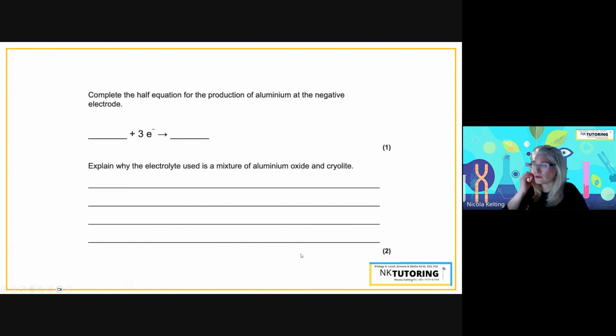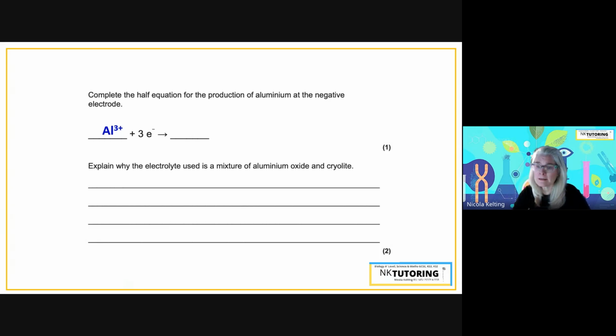So some examples of some questions that you might come across: completing a half equation for the production of aluminium at the negative electrode. So you're given that something is going to gain 3 electrons. It's going to be the ionic form of aluminium, aluminium 3+.